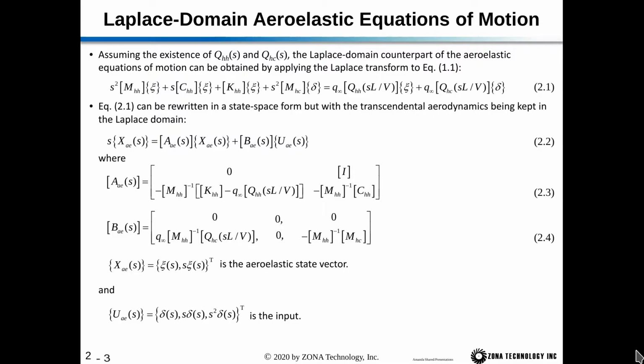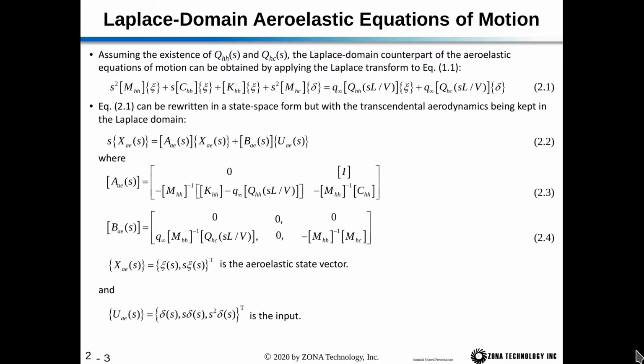And that's shown here in equation 2.1. Now, equation 2.1 can be rewritten in state space form, but with the transcendental aerodynamics being kept in the Laplace domain. So now in equation 2.2, instead of the familiar x dot equals ax plus bu, we now have s times x of s, and that equals a of s times x of s plus b of s times u of s. And note here that a and b are no longer constant matrices as they are in the traditional state space formulation, but they are functions of s.